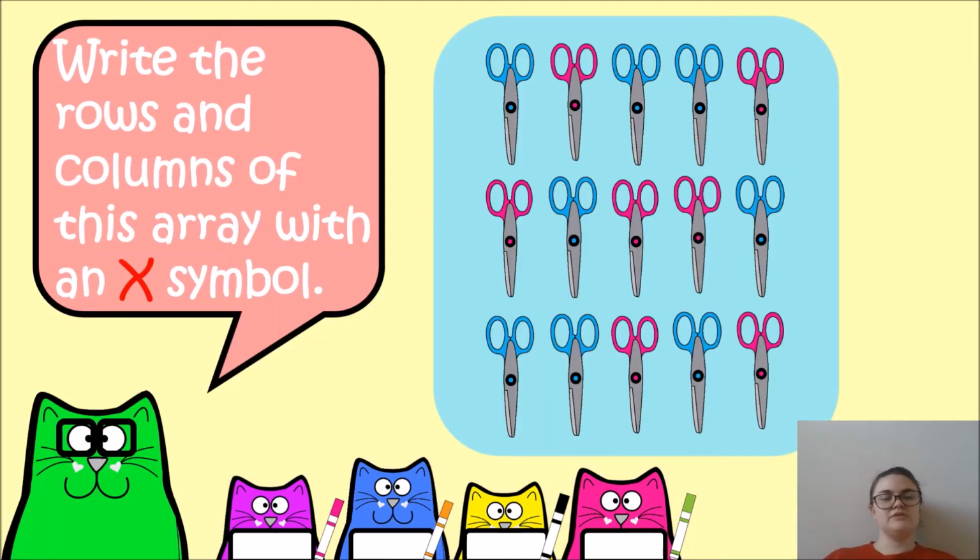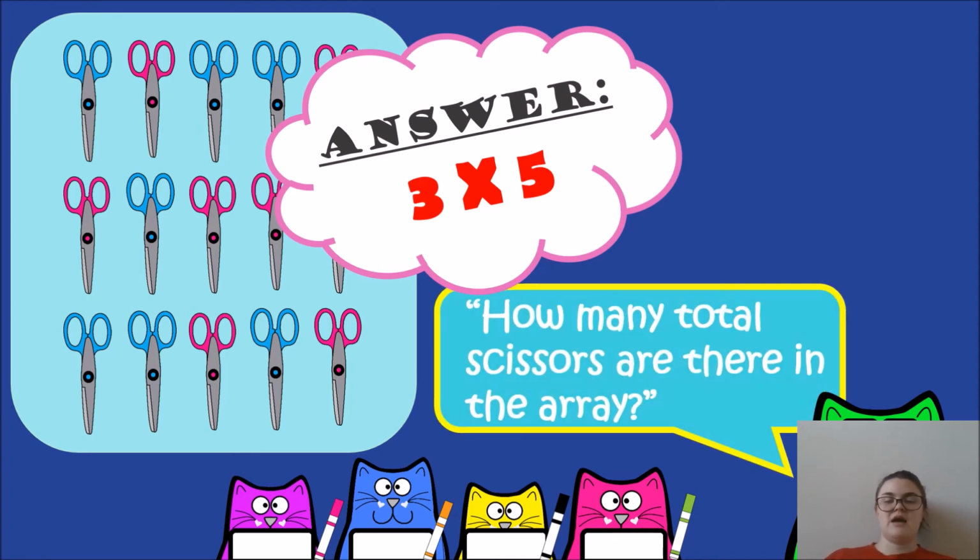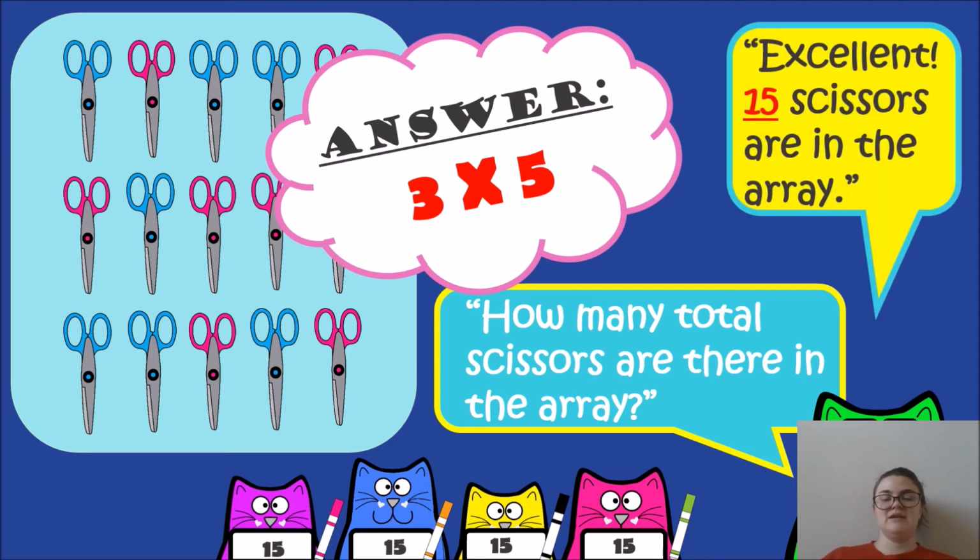Write the rows and columns of this array with an X symbol. How many rows? How many columns do we have? Our answer is 3 by 5, or 3 times 5. So knowing that, I can count by 5s 3 times to get my answer. How many total scissors are there in the array? Let's count by 5s. 5, 10, 15. Excellent. 15 scissors are in the array.